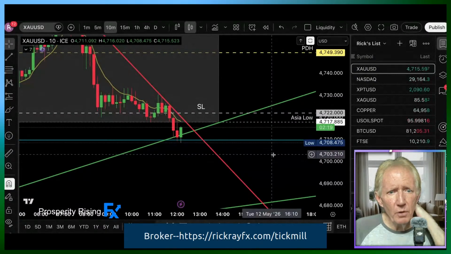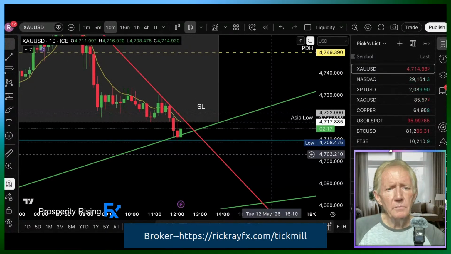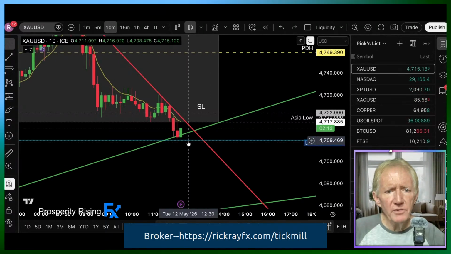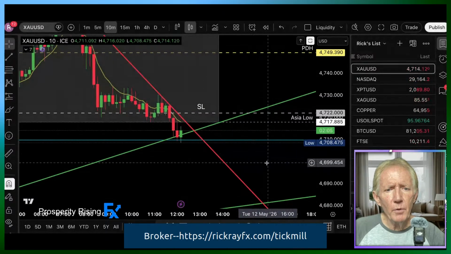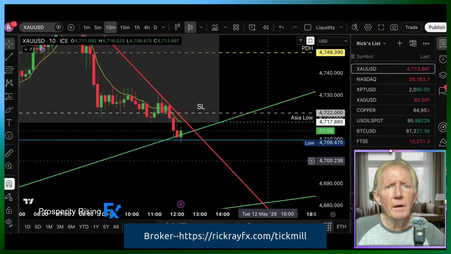I just took a small lot size because of the things I've just been talking about. The pivot point is here. This is a strong support level. And we have the CPI news coming out later, which I think the market might be waiting to see before we get any really strong momentum moves.